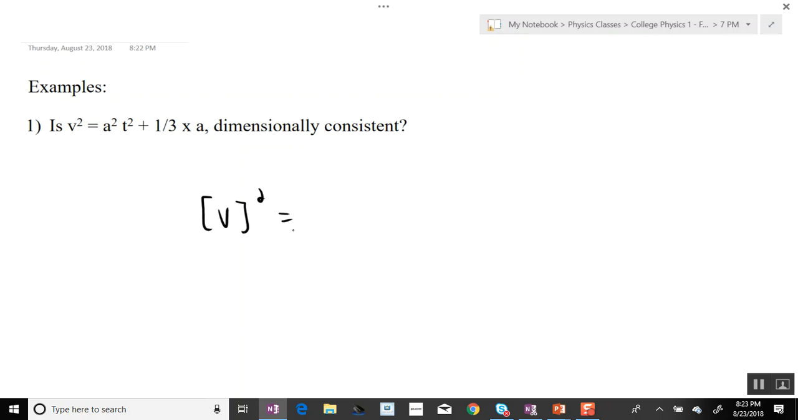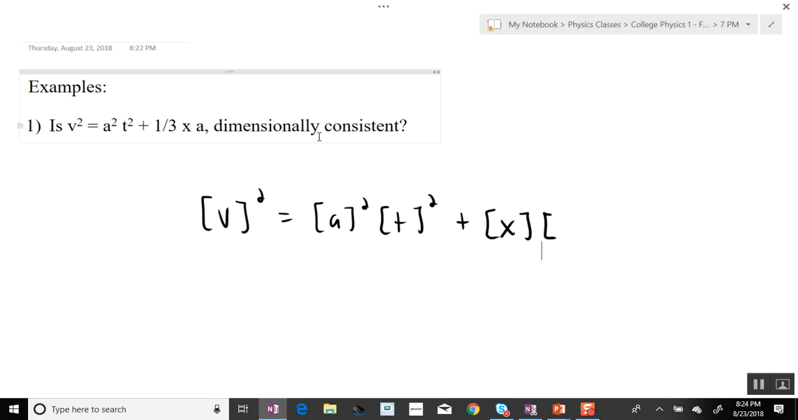And then you want to check the dimensions of a squared. You've got to be careful with the exponents. And then the dimensions of t squared, and then we ignore the 1/3. The 1/3 doesn't matter at all. And then the dimensions of x, and then times the dimensions of a. Whenever I say units, just think of dimensions.